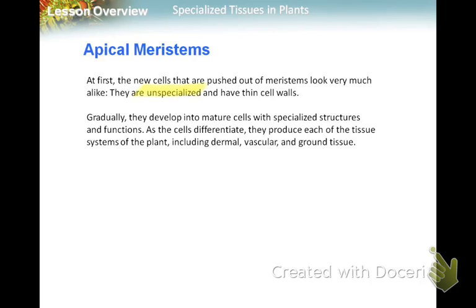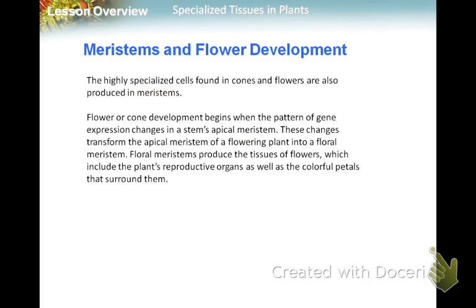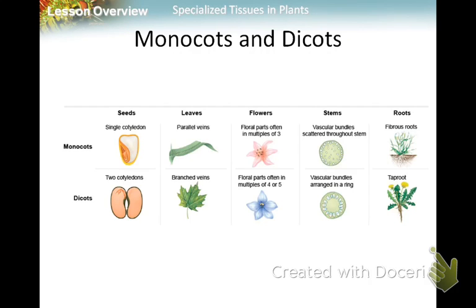The first cells, like we said, are unspecialized, and then they differentiate into the different types of tissues of the plant: the dermal, vascular, and ground tissue. These specialized cells are found in cones and flowers. Those are also produced in meristems. Pattern of gene expression, those Hox genes, those body plan genes, same with plants as in animals. Pattern of gene expression changes, and we see differentiation. We'll talk about flowers a whole lot later.